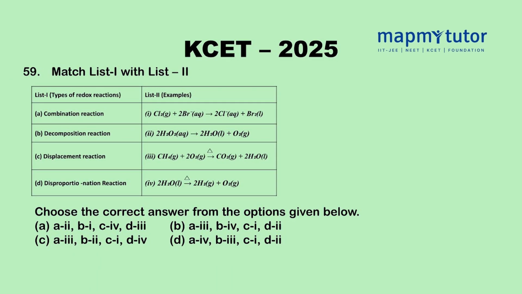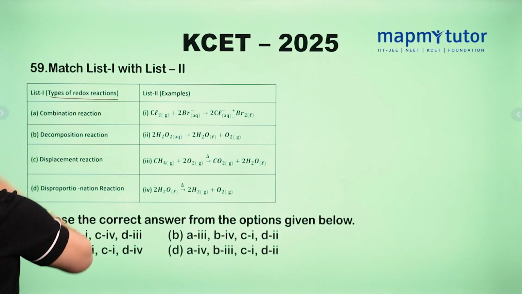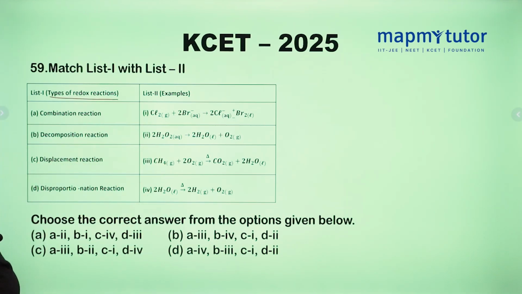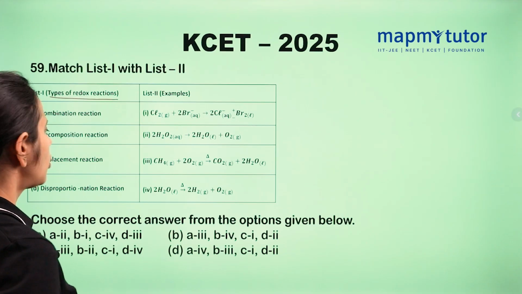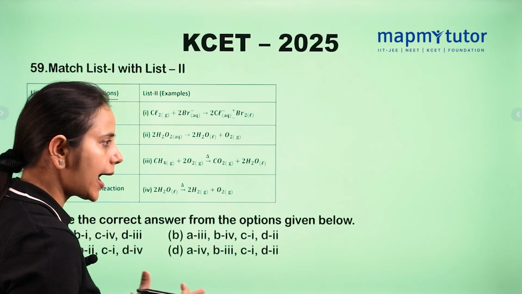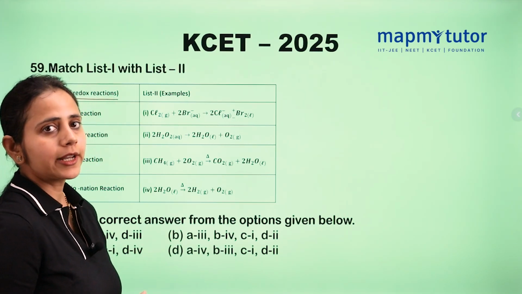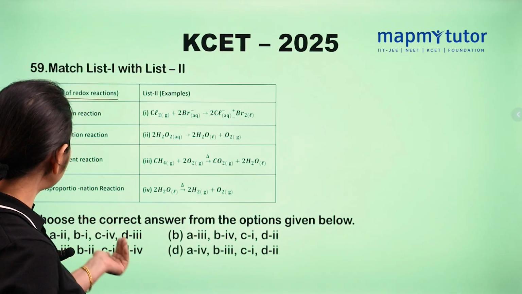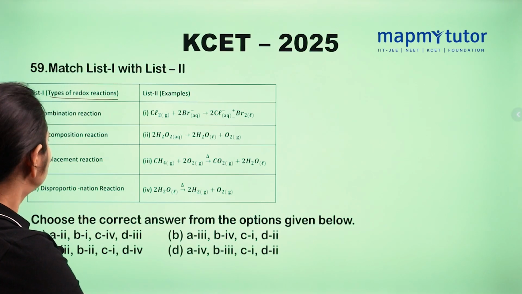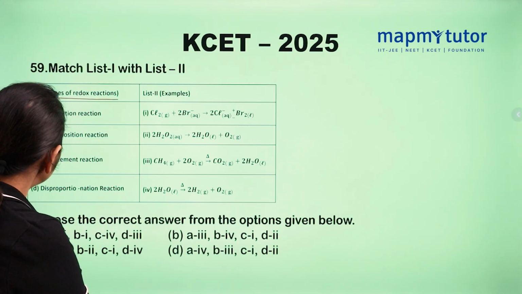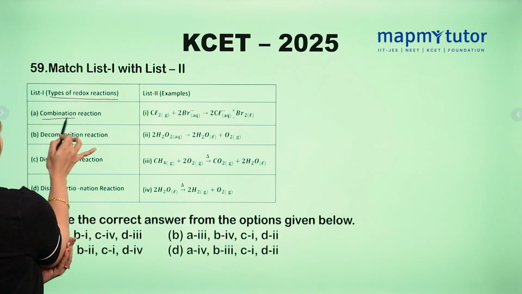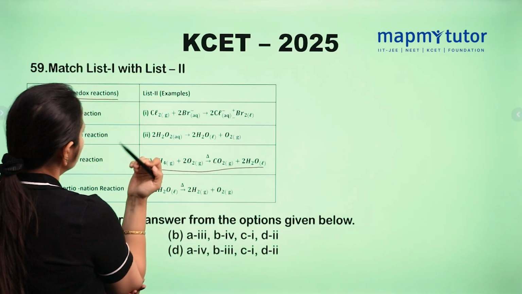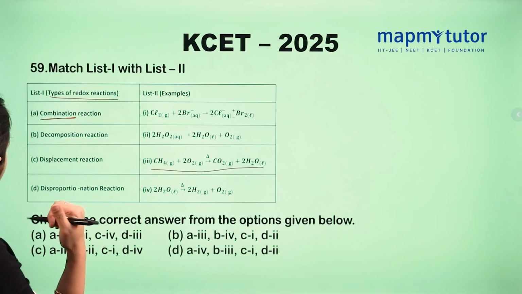Match list 1 and 2. These are the types of redox reactions given, and we have to match these reactions with the examples. So first is the combination reaction. What is a combination reaction? When we add two or more reactants and get a single product, that is known as a combination reaction. Is any example matching with this? I don't think so. But if we consider this as a combustion reaction, then this is a combustion reaction. Let's move on to the next option, then we will see.